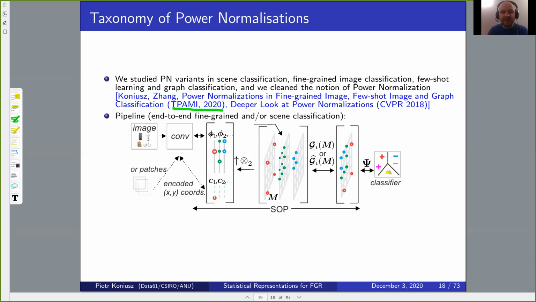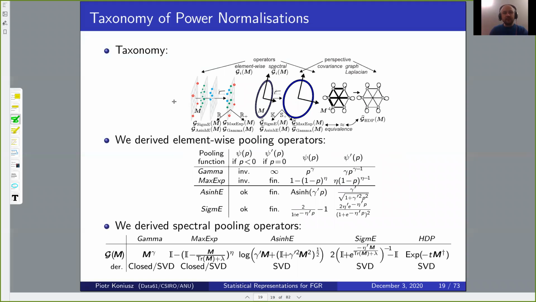embeddings into nonlinear space. We can even concatenate embeddings of the location of the patches, and then we apply an outer product. We compute the autocorrelation matrix, and now we can compute either a pooling that is element-wise. This is denoted by GI, or a GI hat, which is spectral pooling, and then we can pass it to the classifier. And in fact, there's a huge number of different variants of such operators, because firstly, they can compute power normalization element-wise, or they can compute it in the spectral domain on eigenvalues.